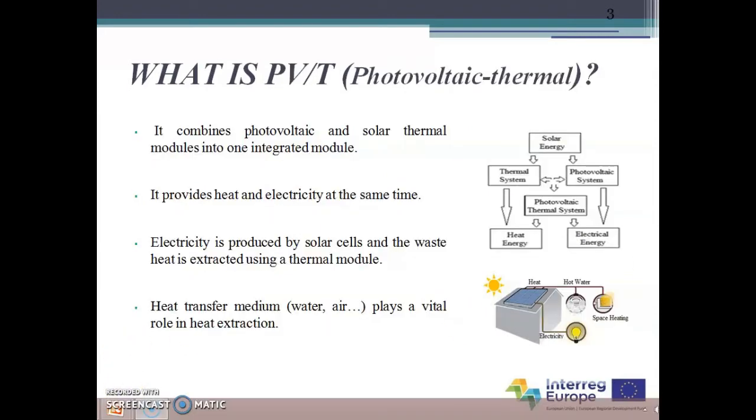What is a photovoltaic thermal system? A PVT system provides heat and electricity by combining photovoltaic module and thermal module into one integrated module. The thermal module extracts the heat and PV module generates electricity using photovoltaic cells. The heat transfer medium, which runs below the photovoltaic module, plays a vital role in heat extraction. This medium can be water, air, or some other fluid.